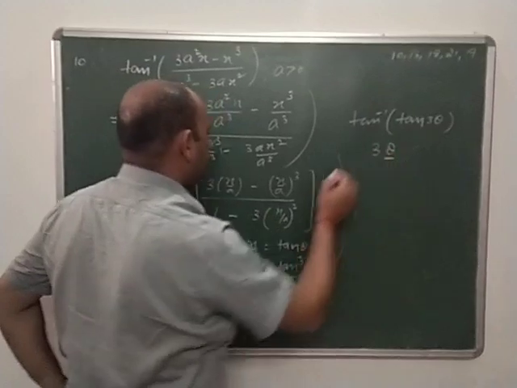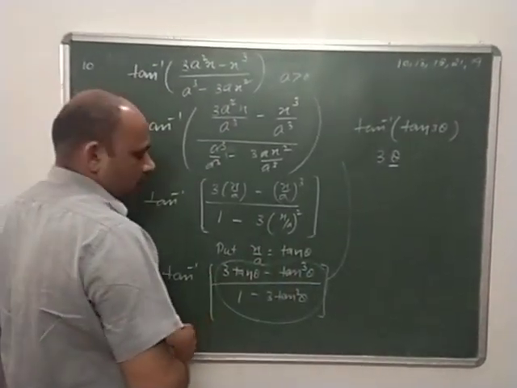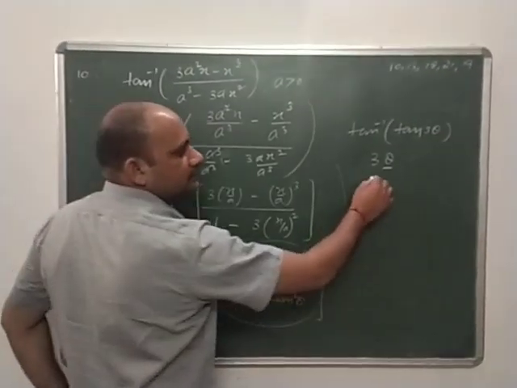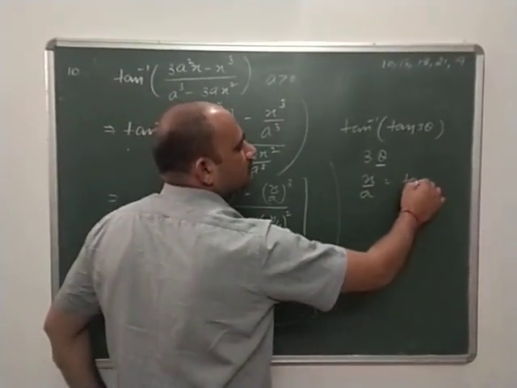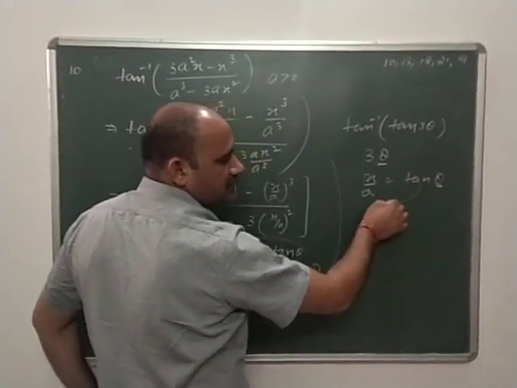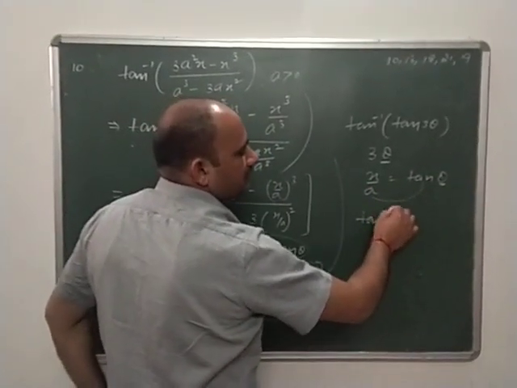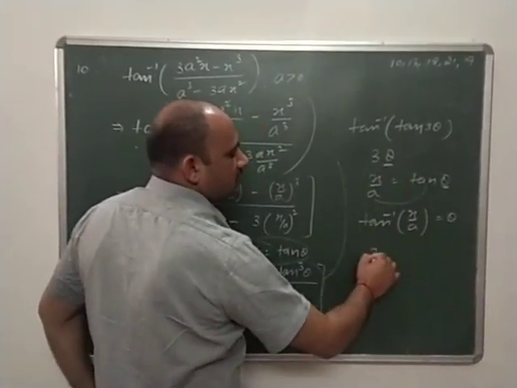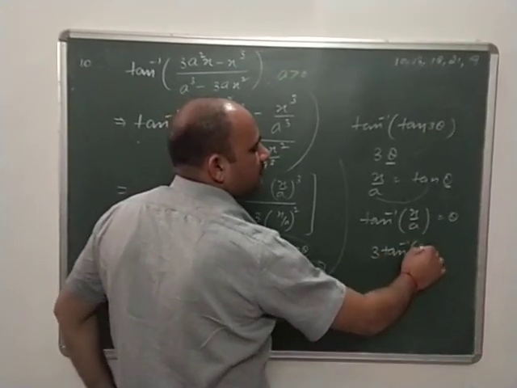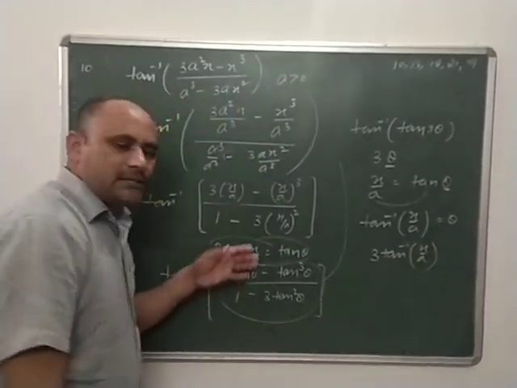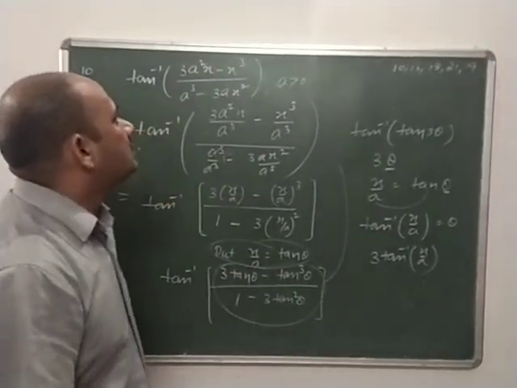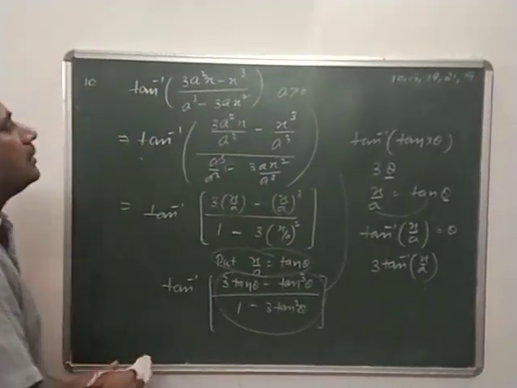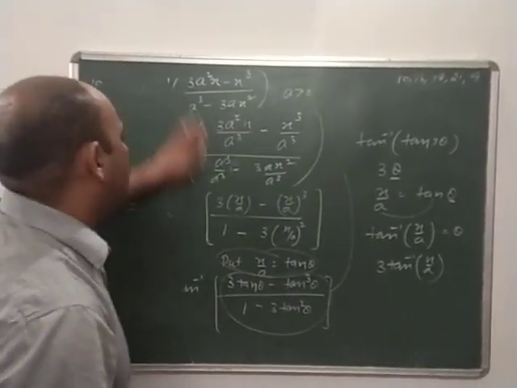And the value of theta is, we have put x by a as tan theta, then the value of theta is tan inverse x by a. So now our answer is 3 tan inverse x by a. It is the simplest form of tan inverse of (3a square x minus x cube) upon (a cube minus 3ax square).